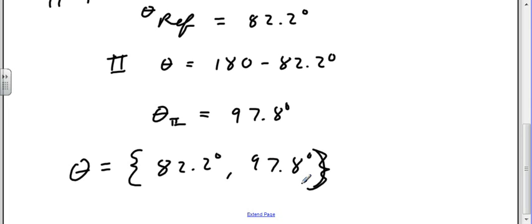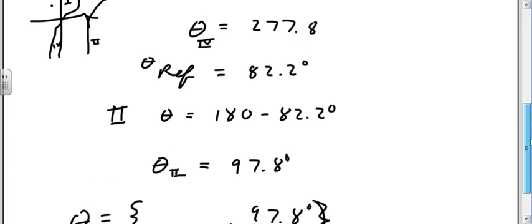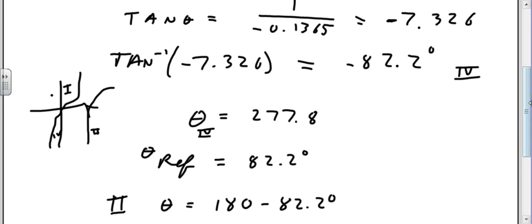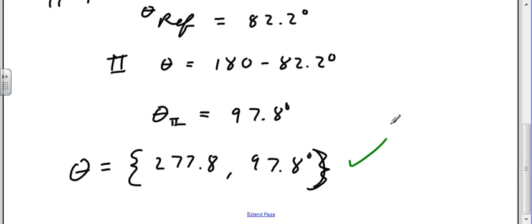Okay, well, tangent, 82.2 is not right. 82.2 is a reference angle. We want that 300 guy, 277.8. Okay, so if I take the tangent of 277.8, I get minus 7.3. If I take the tangent of 97.8, I get the same answer. So these two guys are the same, and to two significant digits they are the same as that guy there, and everybody is happy with that, and it's time to call it a day.